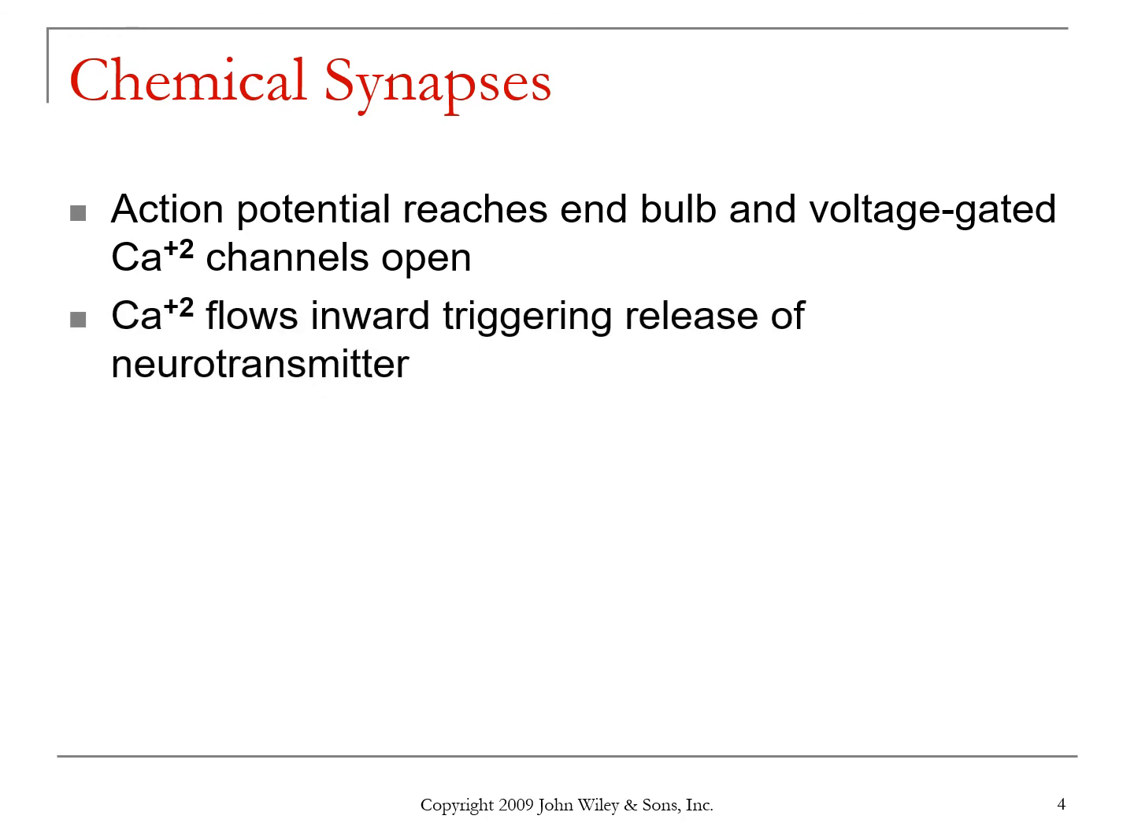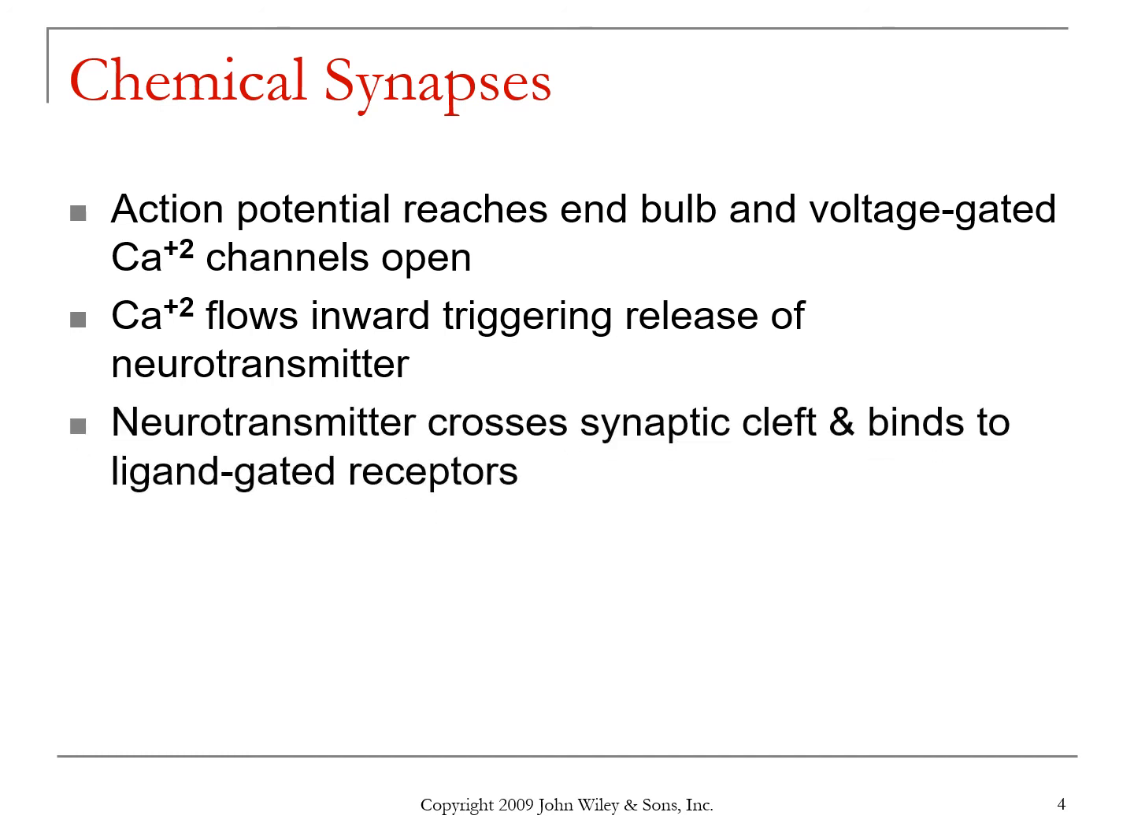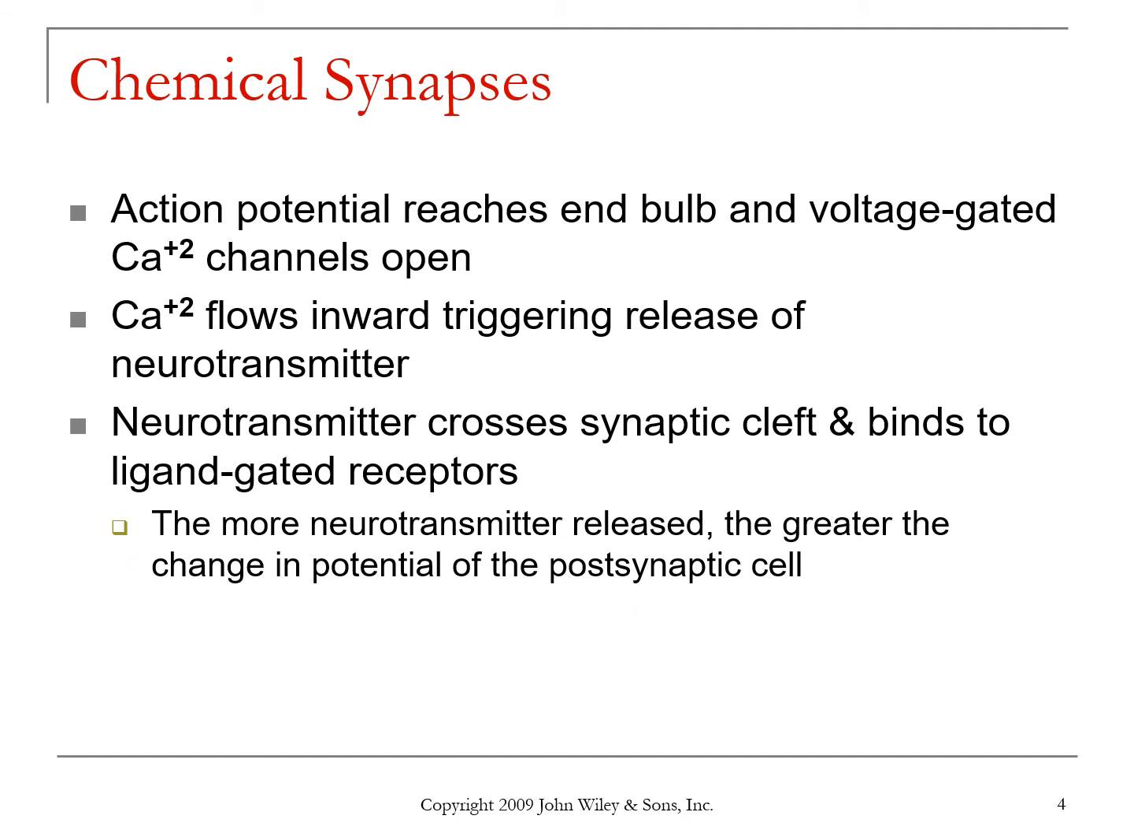So here we have it described for us where the action potential reaches the end bulbs and opens voltage-gated calcium channels. The inward flow of calcium triggers the release of neurotransmitter from the synaptic vesicles. The neurotransmitter crosses the cleft and binds to ligand-gated receptors in the postsynaptic membrane. Now, the more neurotransmitter that is released, the greater the change in the potential of the postsynaptic cell. And the amount of neurotransmitter released is dependent on several factors, which we'll look at in the next few slides.